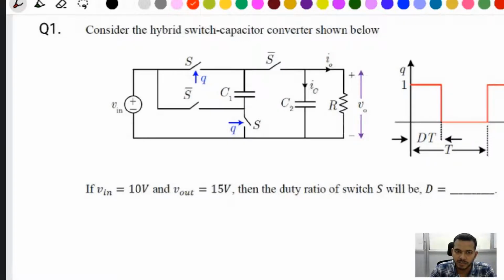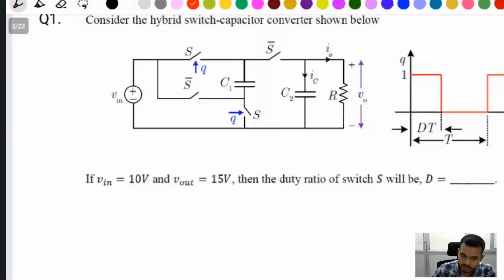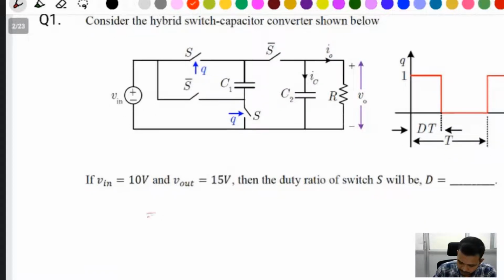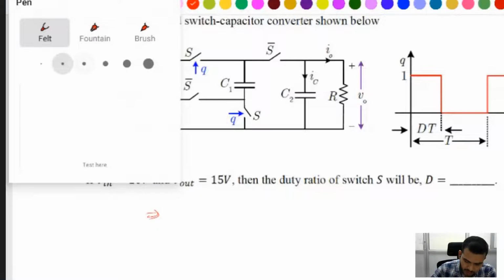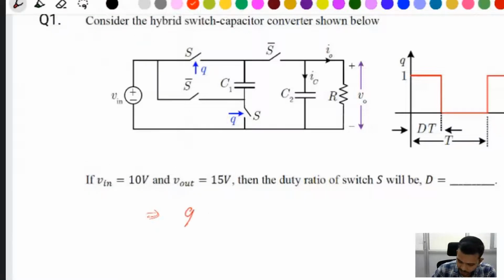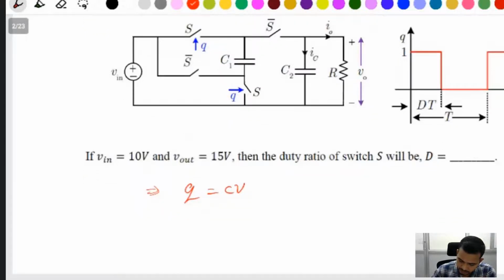In this circuit, you use the charge balance equation. We have two capacitors given, C1 and C2. Find the charge balance equation. You know about the charge: Q is equal to CV.